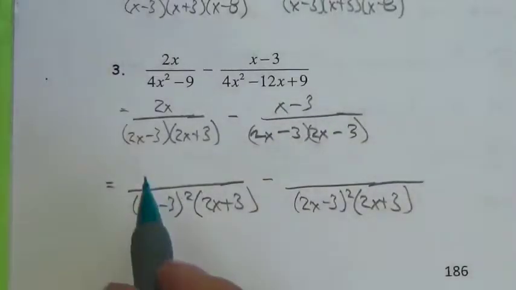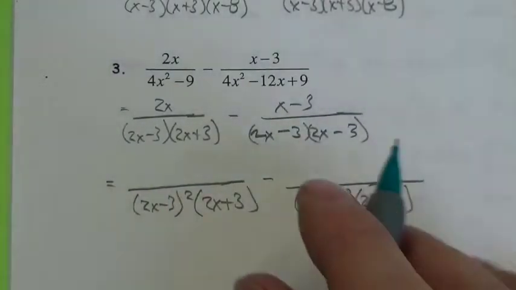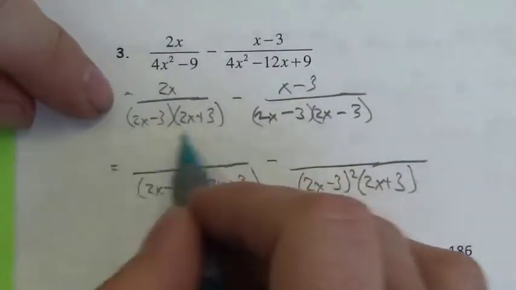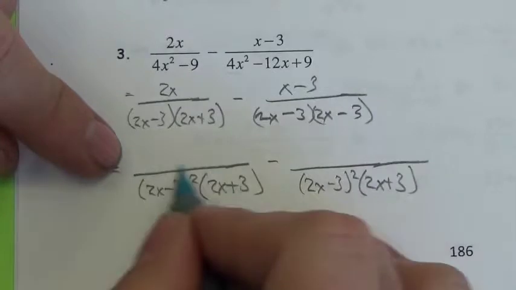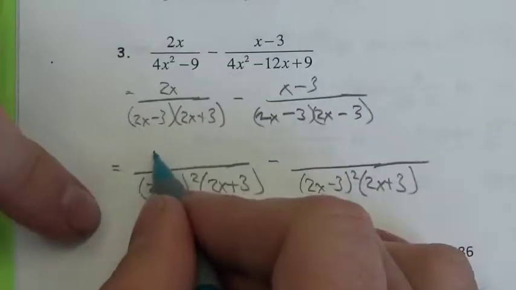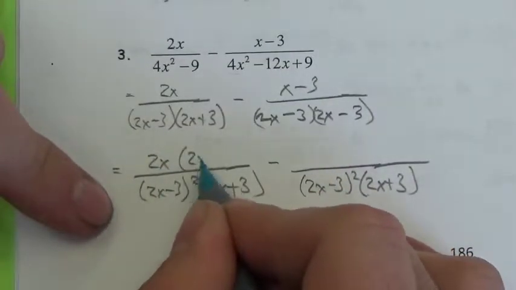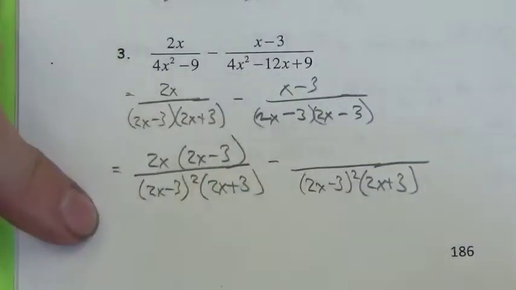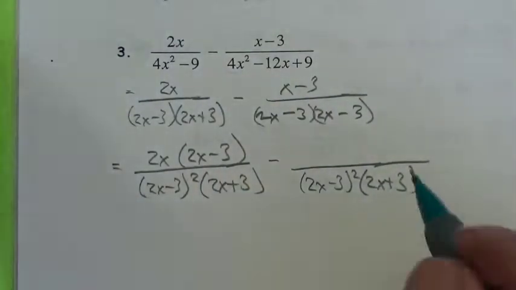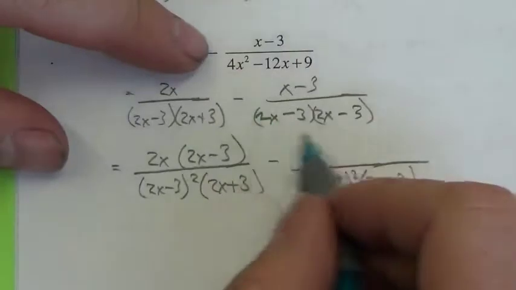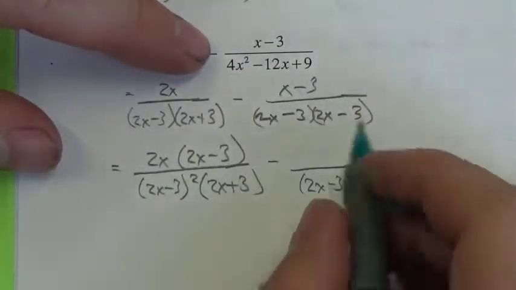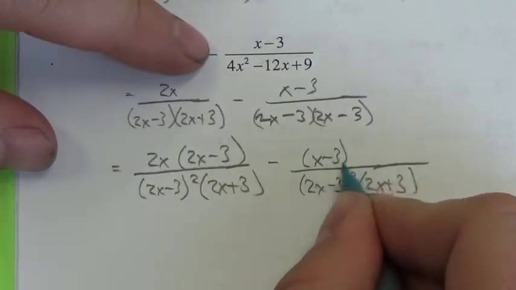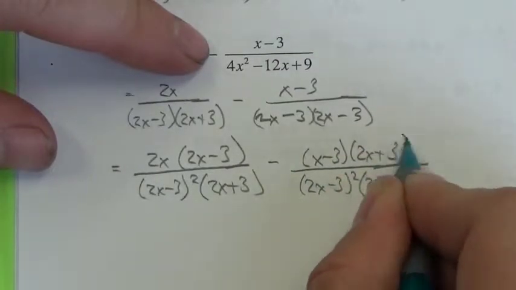So now I'm going to go to my numerator. What did I have to do there? Well, in this term, when I compare this denominator to what is the common denominator, I had to multiply this by an additional factor of 2x minus 3, which means I have to multiply the numerator by an additional factor of 2x minus 3. In this denominator, sorry, this one right here, what factor was missing? Well, it was the 2x plus 3. So that means I have to put an additional factor of 2x plus 3 into the numerator.